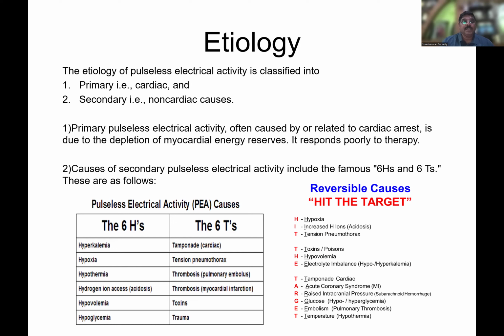All these reversible causes decrease cardiac contractility. Electrical activity is there, but the decreased contractility means the heart cannot produce adequate cardiac output to create a pulse. So if you treat all these reasons, you can treat the pulseless activity easily.